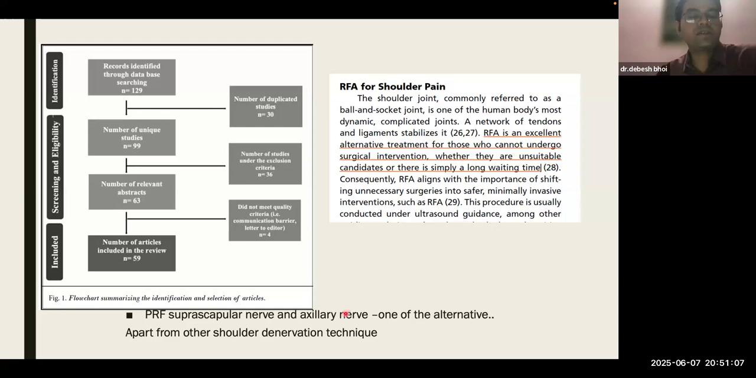Though there are shoulder denervation techniques, PRF of the suprascapular nerve or axillary nerve can still be an alternative in some cases, when the patient is not a candidate for surgical intervention, or there might be a long waiting time, or sometimes the shoulder denervation techniques are not able to be done. This way it can be an alternative for pain management.